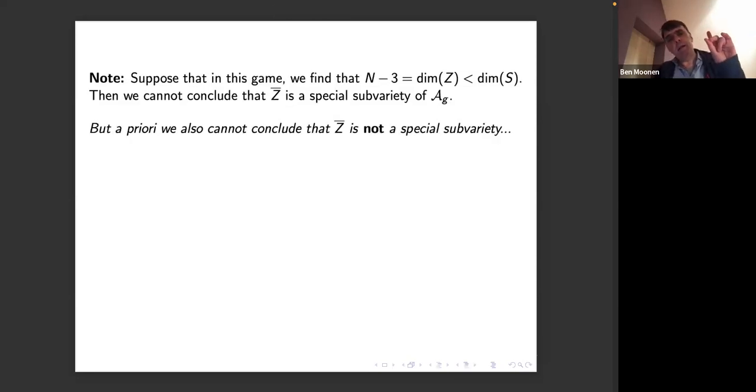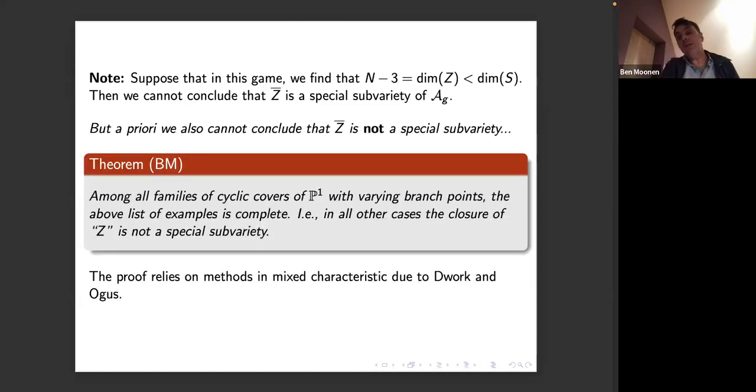Now, let me point out one thing. In this particular game, if it turns out that the PEL type variety has a bigger dimension than the number of parameters in your family of curves, then you cannot conclude that this variety Z is a special subvariety. But a priori, you can also not conclude that it's not a special subvariety, because it might just be a smaller special subvariety sitting properly inside a PEL type variety. And in this particular game where we do, say, families of cyclic covers of P1, I actually proved that this is not the case. And so the table that I showed you is actually complete.